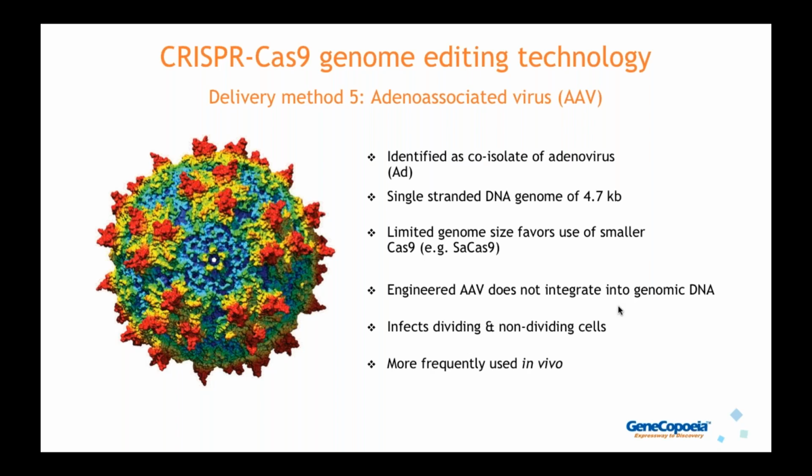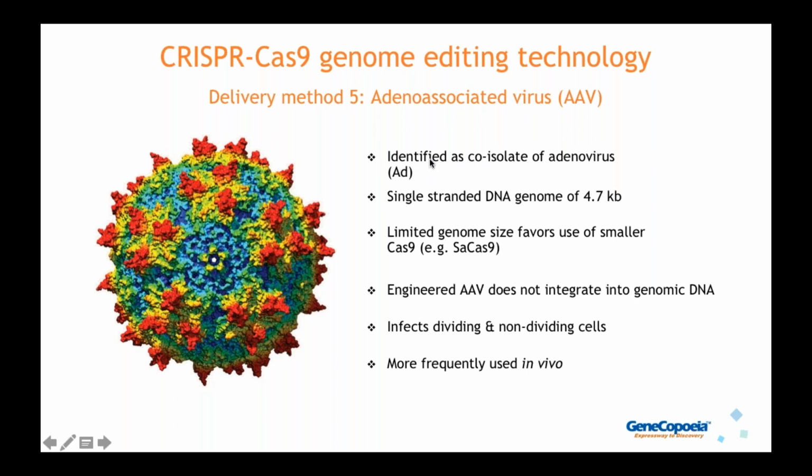So most people use adeno-associated virus with the SA Cas9, as it's called, which, as I mentioned before, isn't as efficient as Strep pyogenes Cas9. So most people use this for animal model work, and it's most likely going to be used mostly in gene therapy applications. But AAV is a viable option, and it can be used in cell lines.